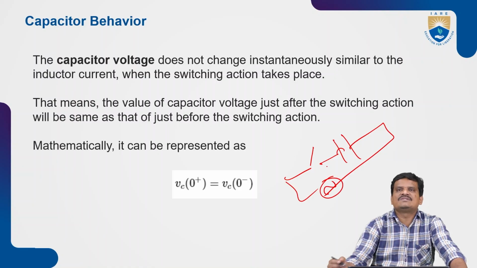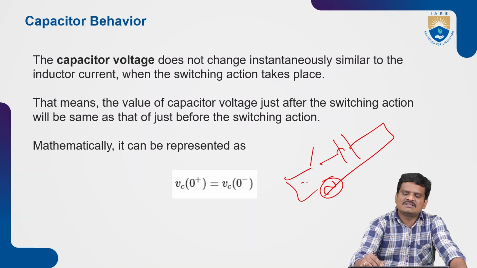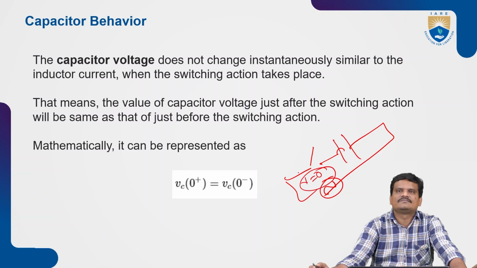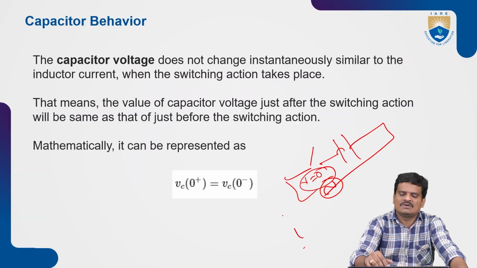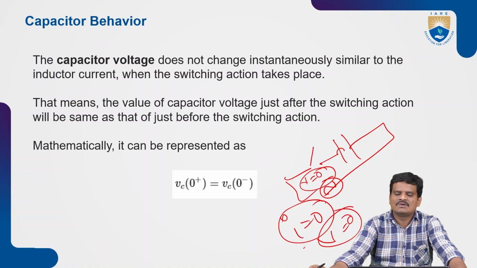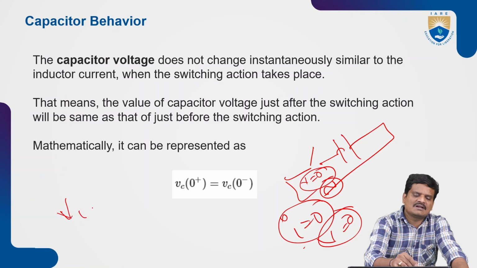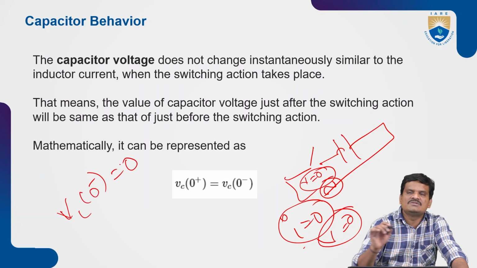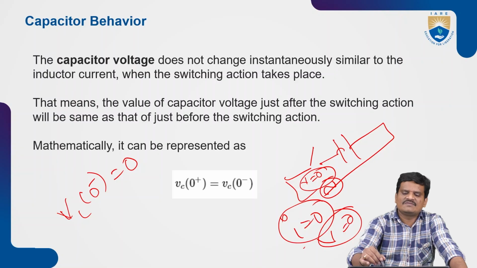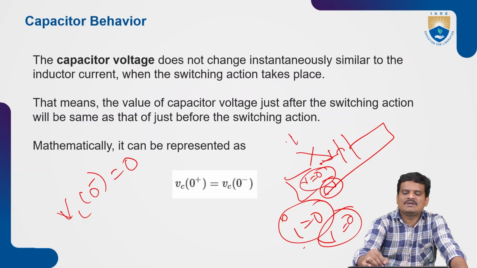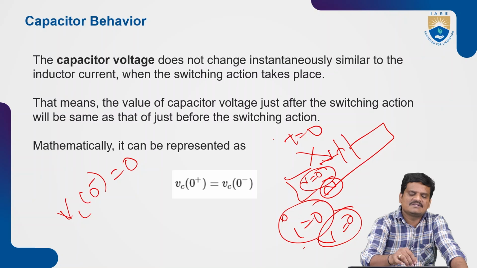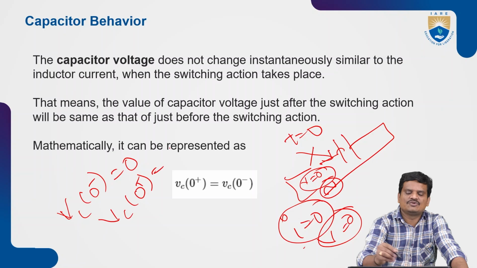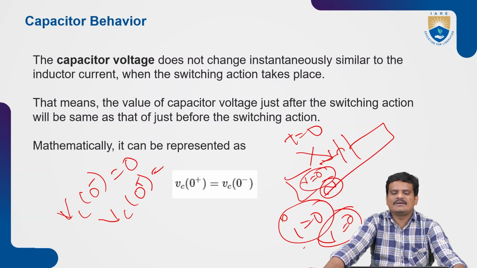Before closing the switch, the voltage across this particular element will be 0. Why? Because when the switch is not closed, the current will be equal to 0. If current is equal to 0, the voltage in that circuit will also be equal to 0. So initially, the voltage across the capacitor V of C minus is equal to 0. Now the switching action takes place at t equal to 0. The switch is closed, and VC of 0 plus should be defined.